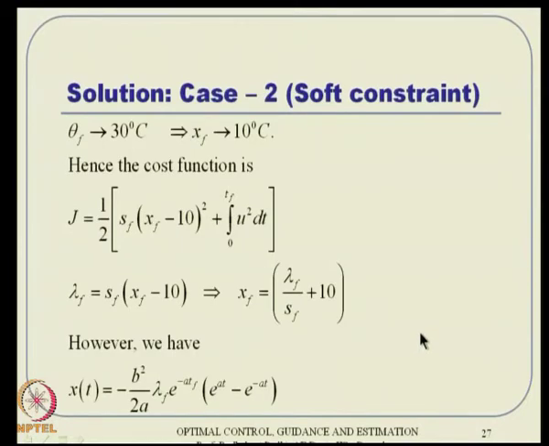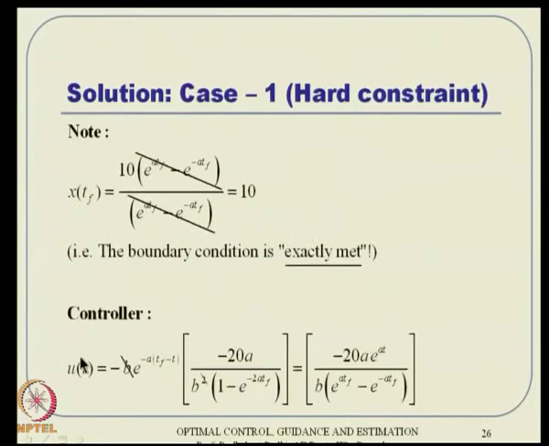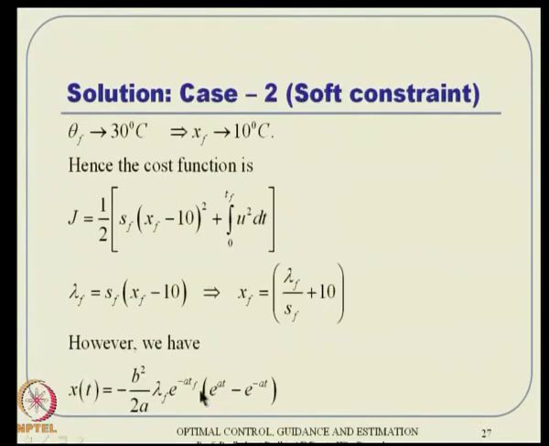Anyway, coming back, this is the soft constraint approach. Soft constraint means we are interested in x f being approximately 10 degrees, and the corresponding cost function happens to be like this. Then lambda f is nothing but del phi by del x f, so that turns out to be something like this. From here you can solve for x f. But x of t we have already solved, that part of the solution remains the same, so x of t is available.